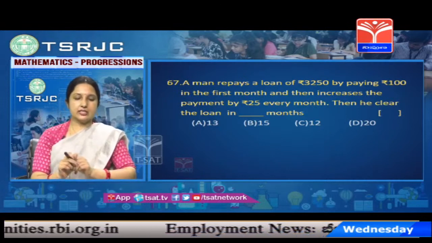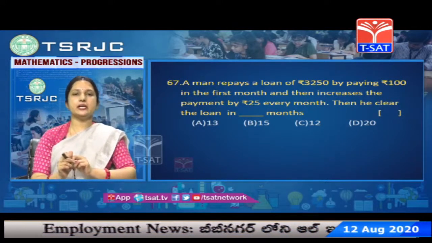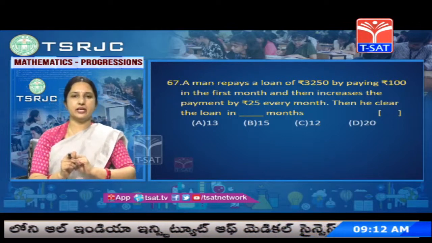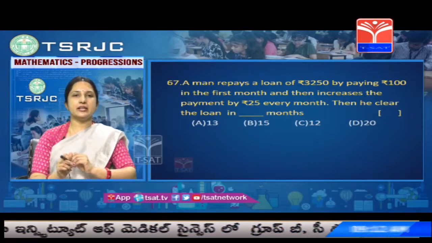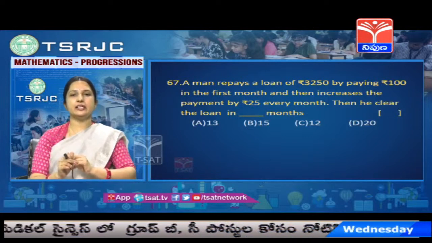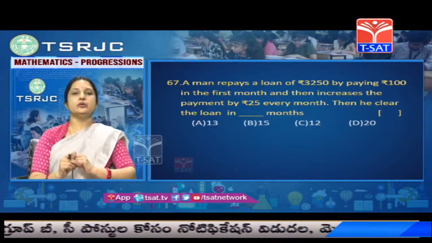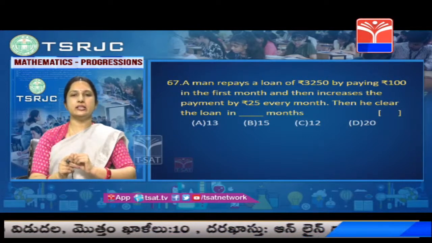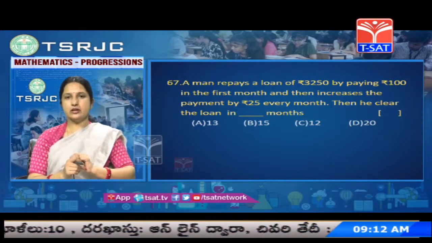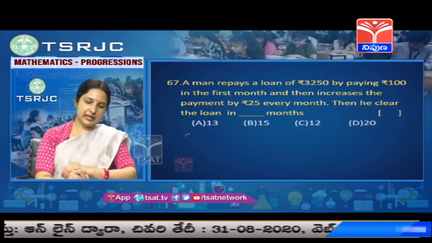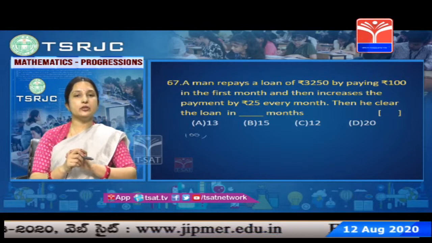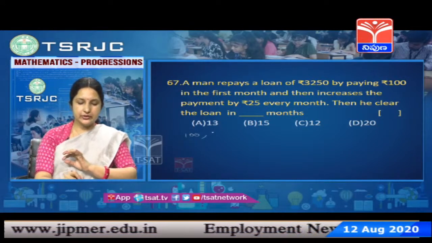Okay. The next 67th question. A man repays a loan of rupees 3,250 by paying rupees 100 in the first month and then increases the payment by rupees 25 every month. Then he cleared the loan in how many months? So first month how many rupees he paid? 100 rupees. And in the second month how many rupees he paid?